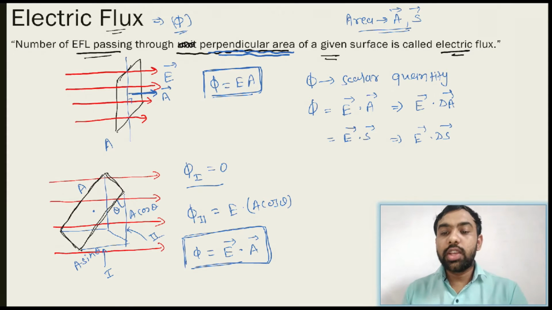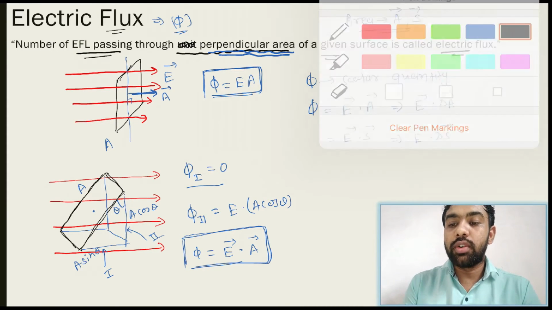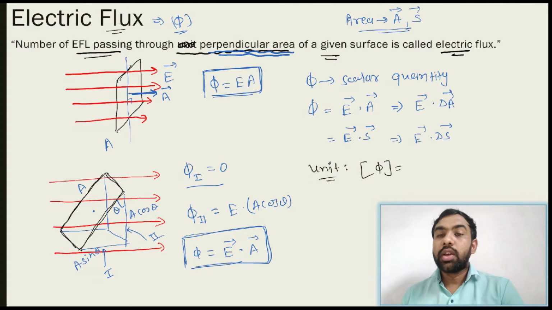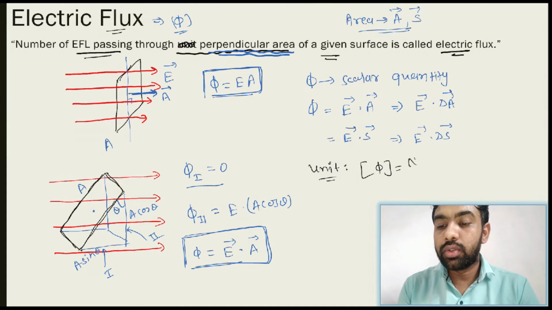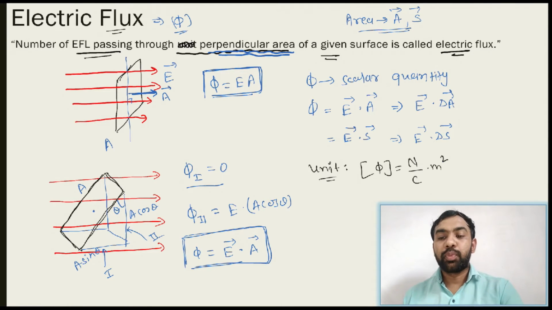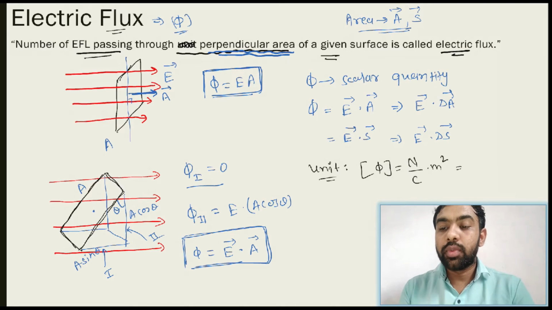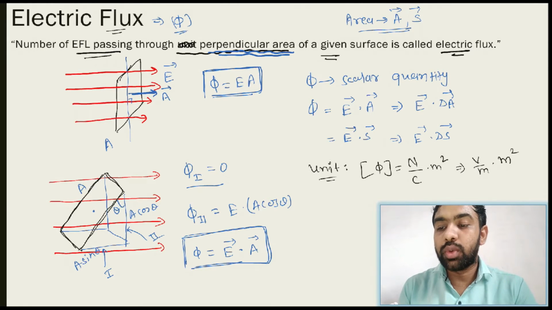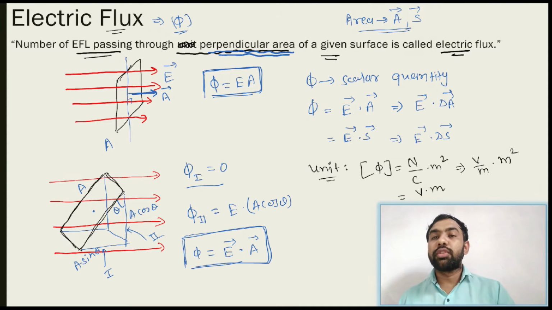What is the unit? Now comes the next one, the unit of flux. Unit of flux is given as the unit of electric field, so Newton per coulomb, into the unit of area, that is meter square. That is the first unit. Now the second unit of electric field is volt per meter, into the unit of area, meter square. So meter cancels out, and the second unit is represented as volt into meter. So these two are the units of flux.